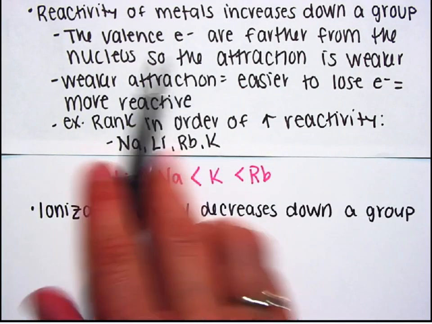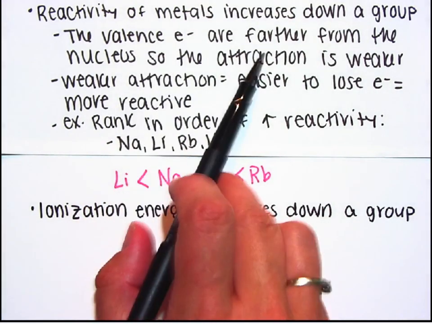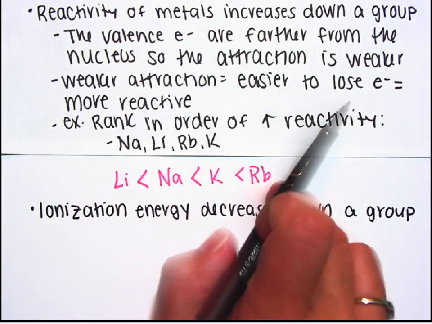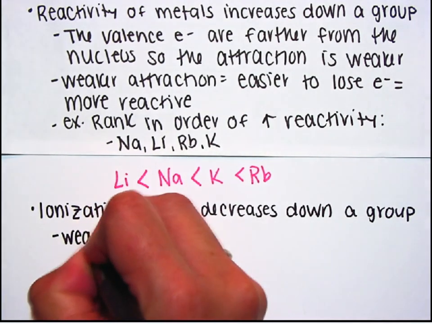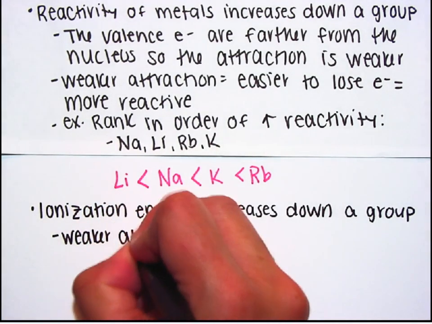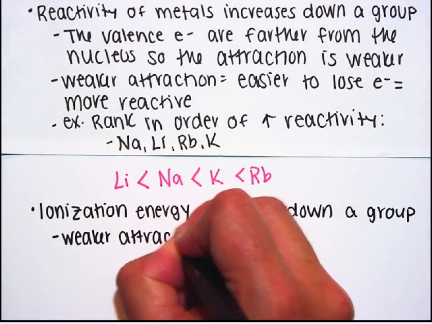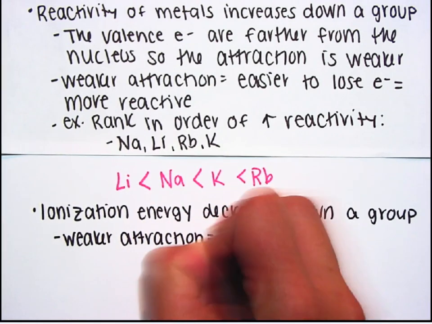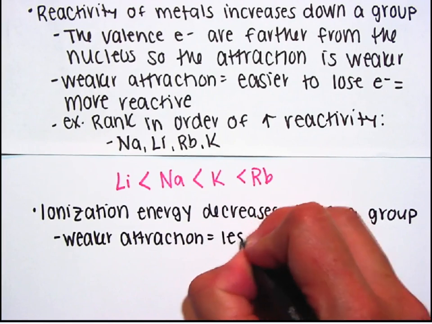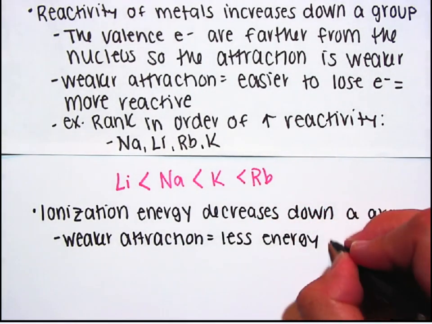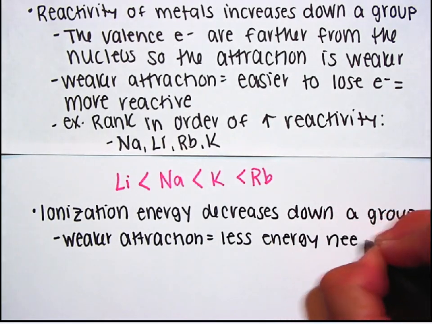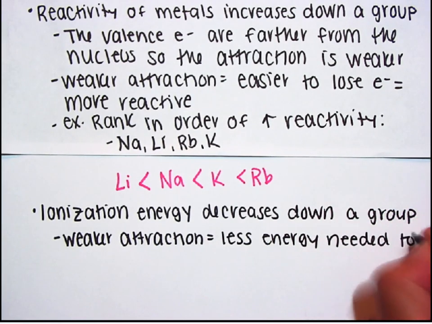So we know that as we go down a group, the valence electrons are farther from the nucleus, so the attraction is weaker. So how does that affect ionization energy? Well, as we go down the group, we have a weaker attraction. Well, if that attraction is weaker, it's going to take less energy to remove an electron.